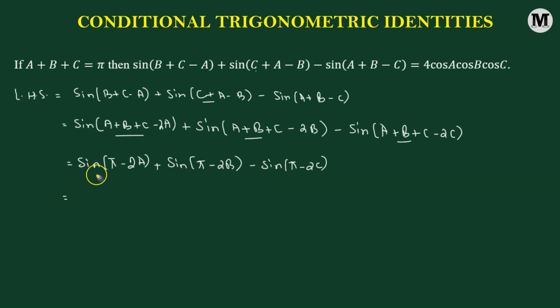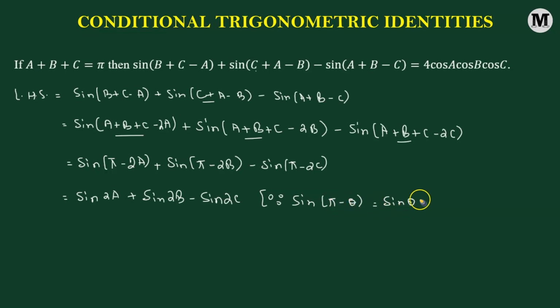Now in place of sine of pi minus 2a, we can simply write sine of 2a. For the second term, sine of pi minus 2b can be expressed as sine of 2b. And for the third term, sine of pi minus 2c can be expressed as sine of 2c. This can be done because we know that sine of pi minus some angle theta equals sine theta. So this is a fact, and we have used it.